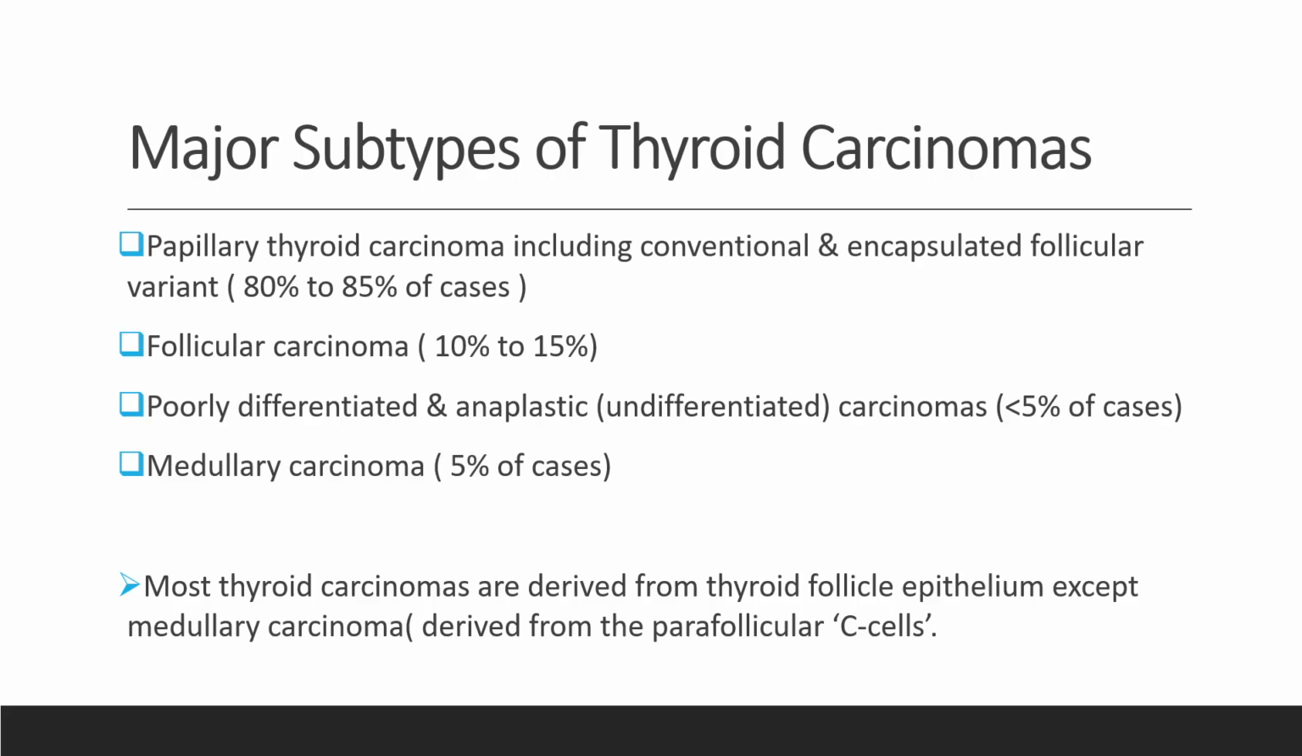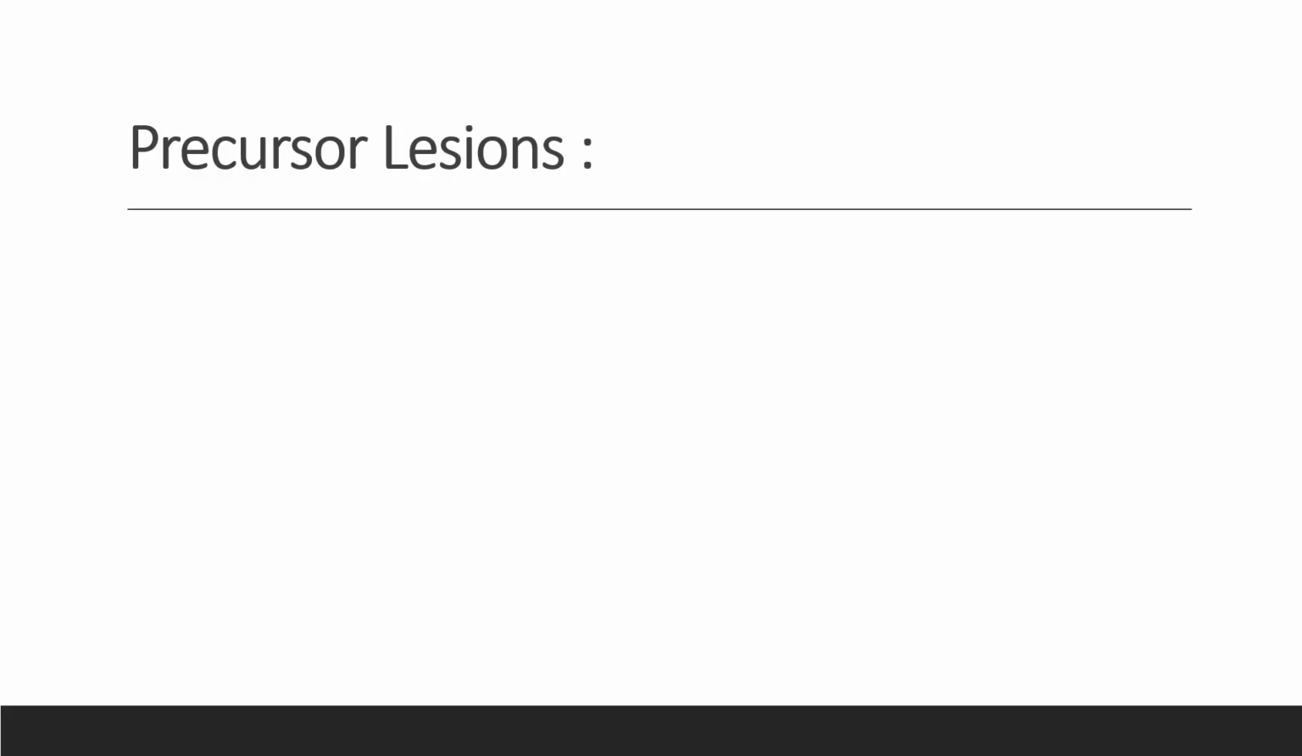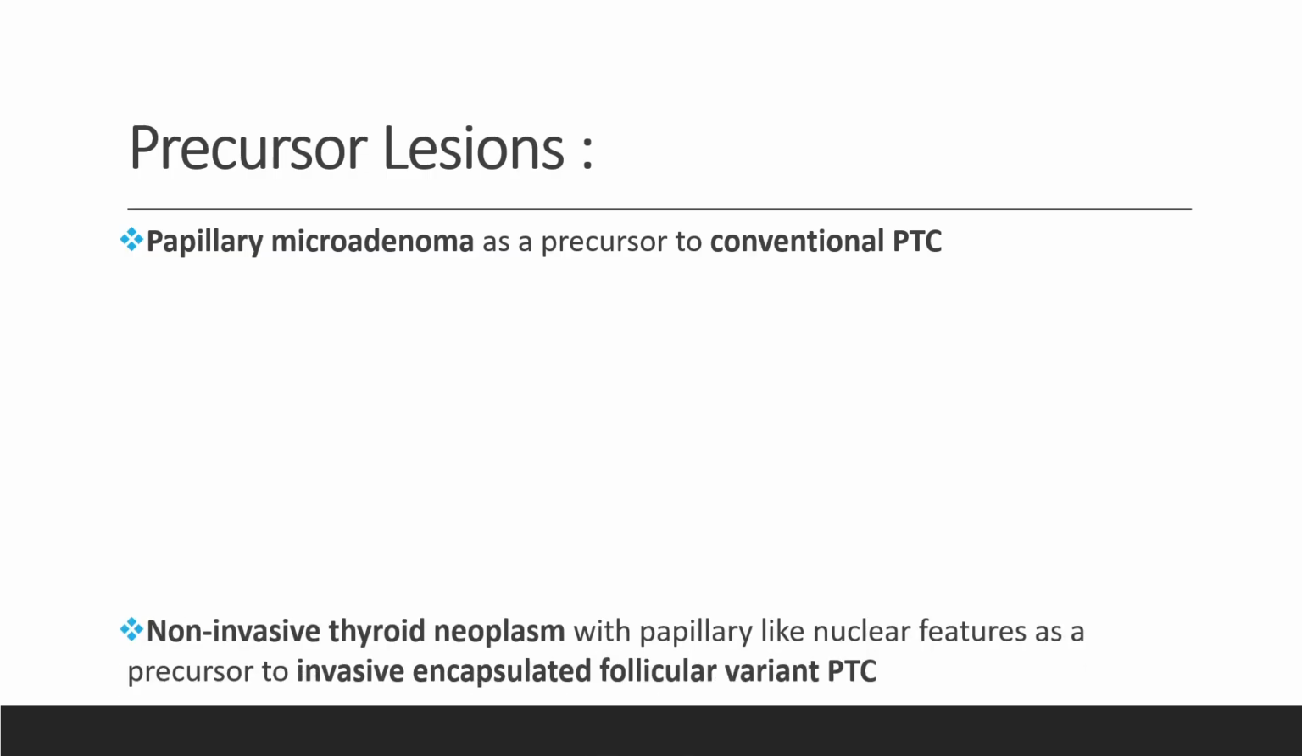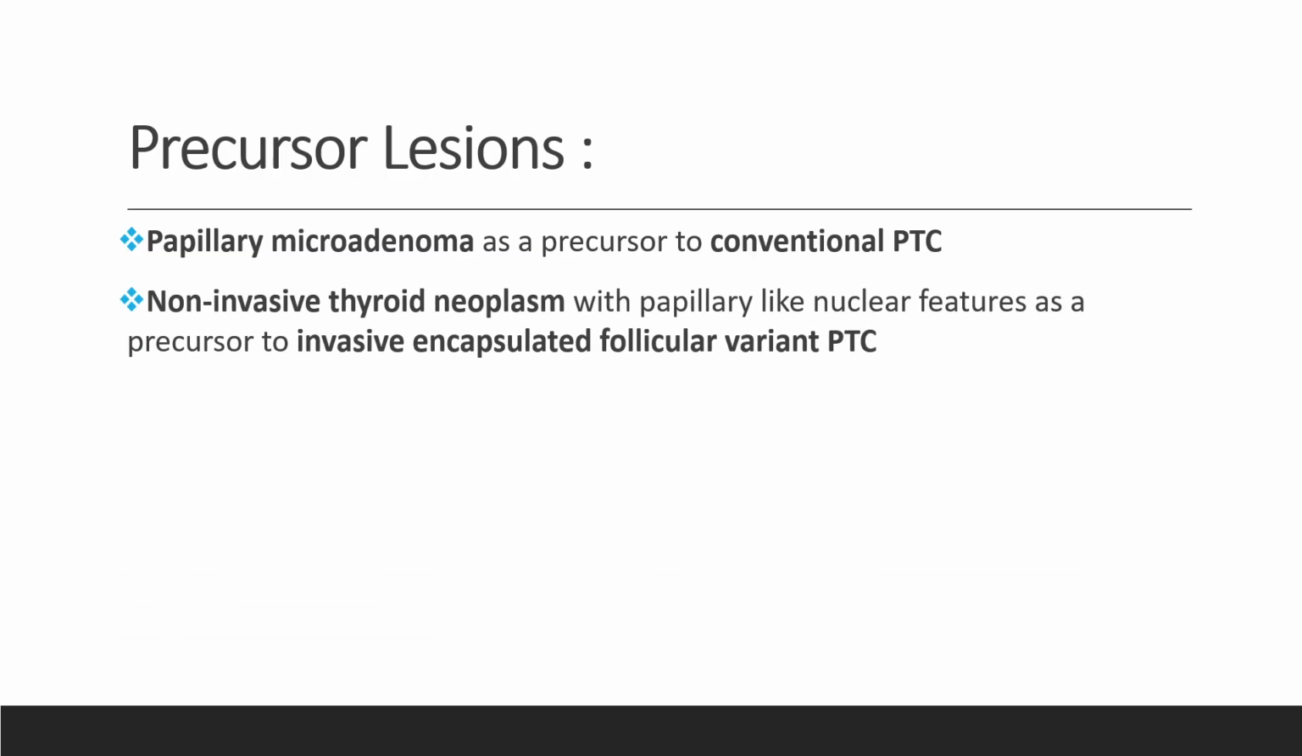And most thyroid carcinomas are derived from the thyroid follicle epithelium. But medullary carcinoma is the only thyroid carcinoma that is derived from the parafollicular cells. And the precursor lesions to these thyroid carcinomas could be, for conventional papillary thyroid carcinoma, papillary microadenoma, and non-invasive thyroid neoplasm with papillary-like nuclear features that could be the precursor to the invasive encapsulated follicular variant of the papillary thyroid carcinoma.